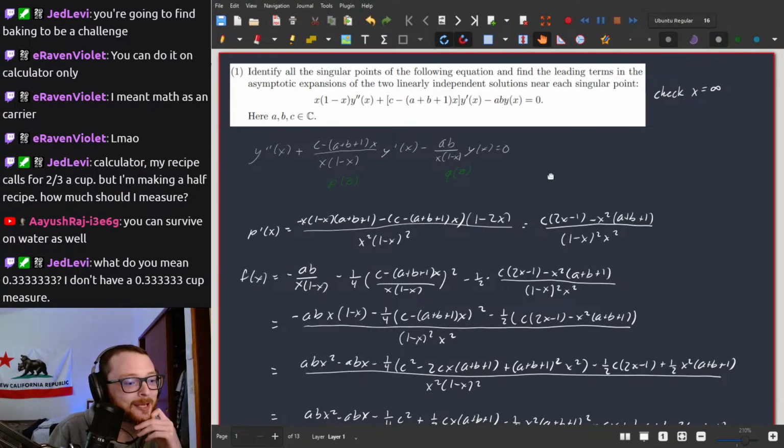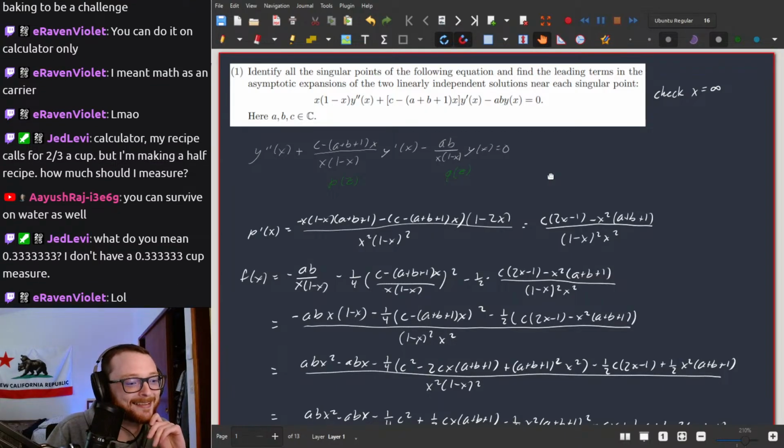Recipe calls for 2/3 a cup. I'm making half a recipe. I mean, I don't know.